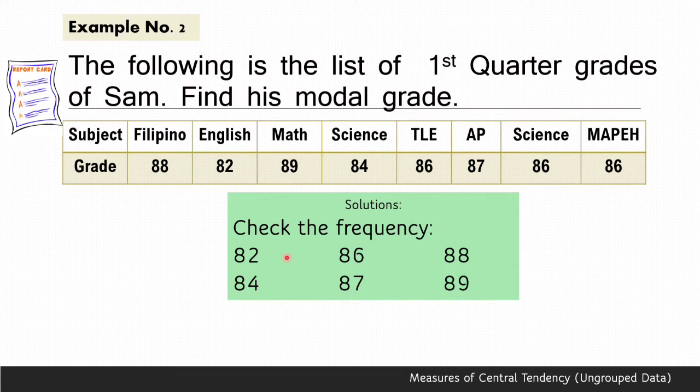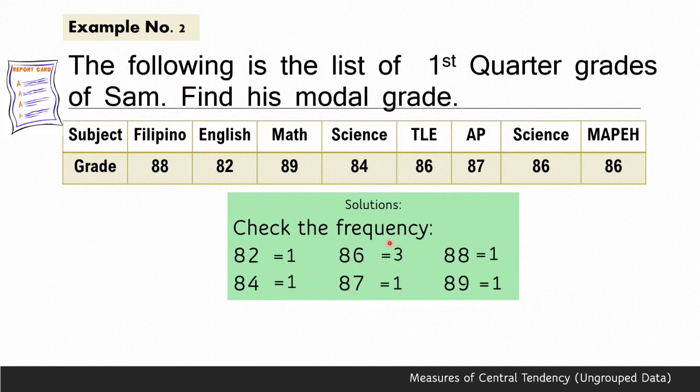So let's check how many times did 82 appear? Once, only once. How about 86? It appeared 3 times. That's 1, 2, 3. And how about 88? Yes, it appeared only 1. How about 84? The frequency is 1. It only appeared once in our data. 87 appeared only once also. And 89 appeared also once. So we have 1 plus 1, 2 plus 4, 6 plus 2. The total frequency, of course, should be tallied to the number of scores that we have. That's 8.